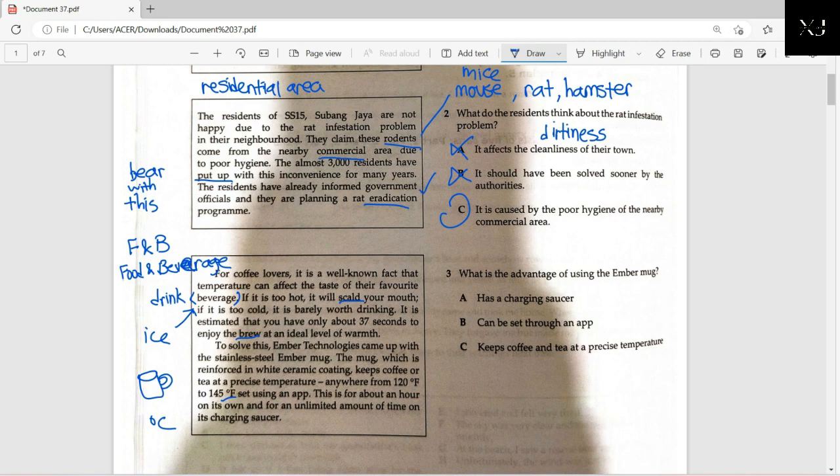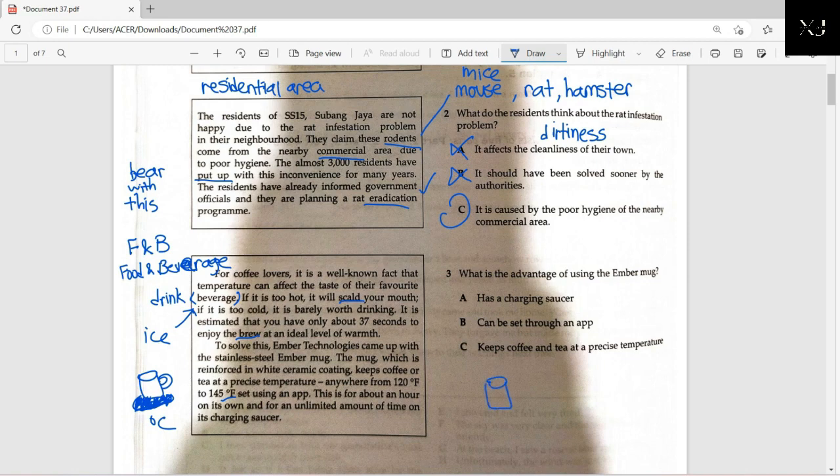But nowadays, I saw on Lazada and all those places, they actually sell a device that you put the cup on top of, and if you switch it on, it can keep your beverage at an ideal temperature. I thought it was really cool. So this is for about an hour on its own, and for an unlimited amount of time on its charging saucer. So what is a saucer?